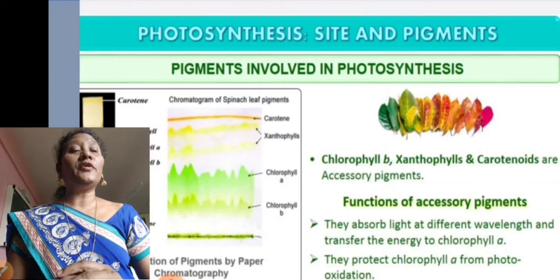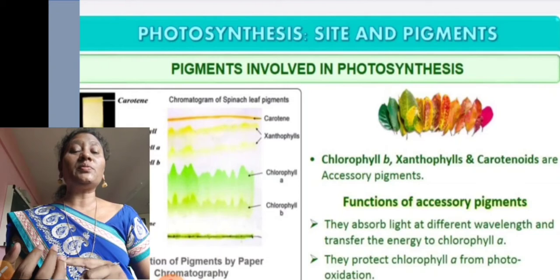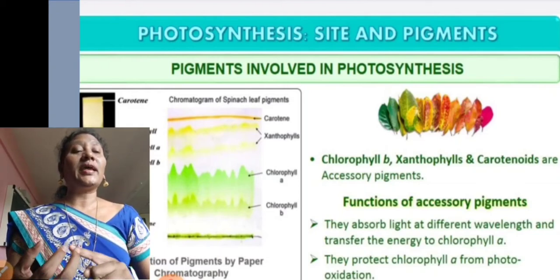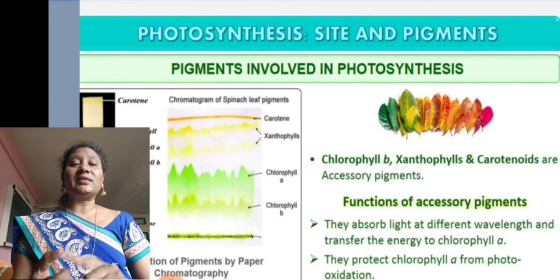Chlorophyll B, xanthophyll and carotenoids are accessory pigments. That means the main chlorophyll is chlorophyll A. Chlorophyll B, xanthophylls and carotenoids are the accessory pigments.